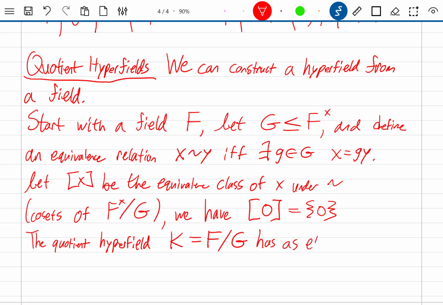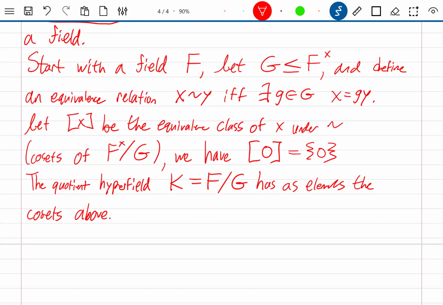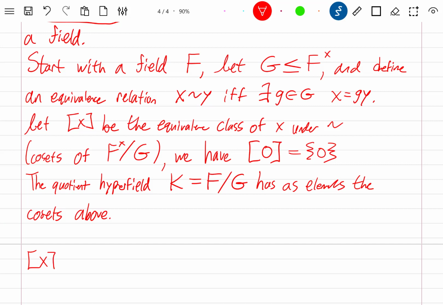So it has as elements the cosets above. So yes, we have our elements, and now I just have to tell you how multiplication and addition are defined. First, if I take the coset x and multiply it by the coset y, this is just going to be the coset of x times y.